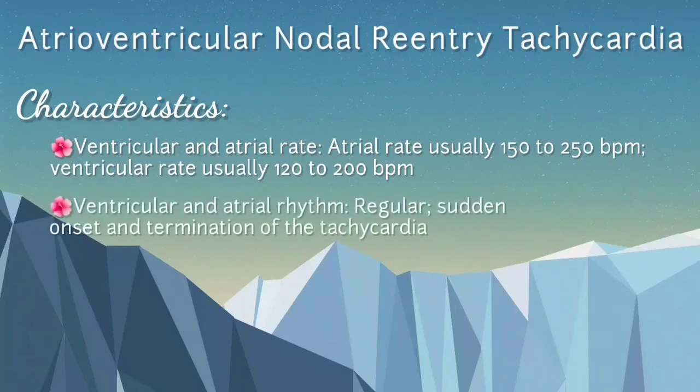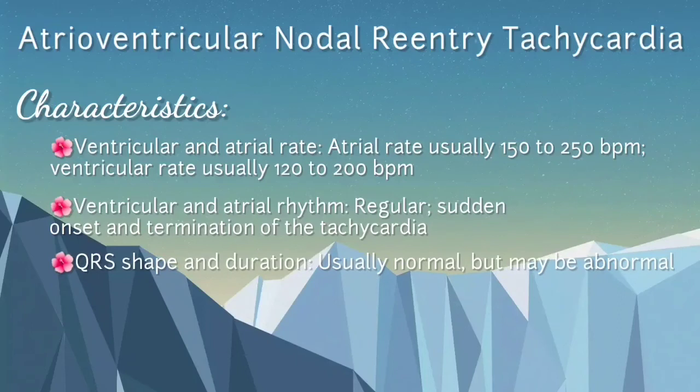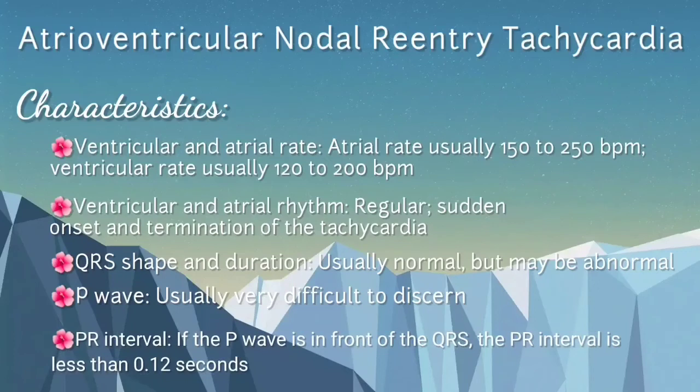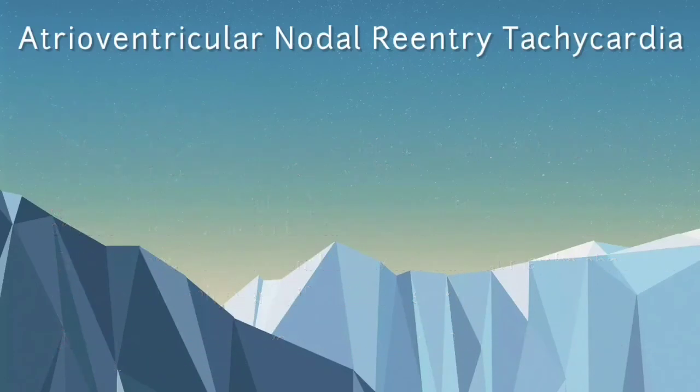The rhythm is regular with sudden onset and termination of the tachycardia. QRS shape and duration is usually normal but may be abnormal. P wave is usually very difficult to discern. If the P wave is in front of the QRS, the PR interval is less than 0.12 seconds.